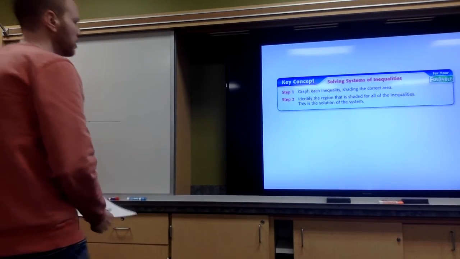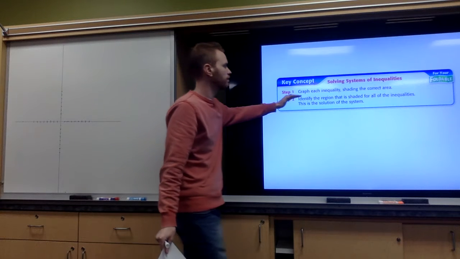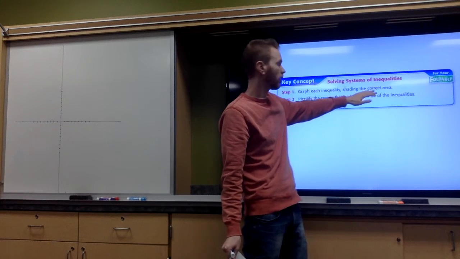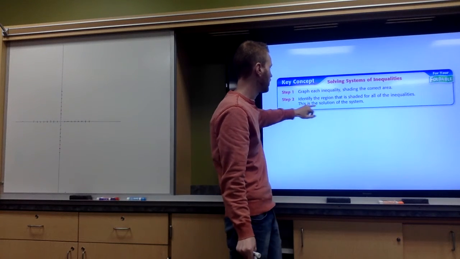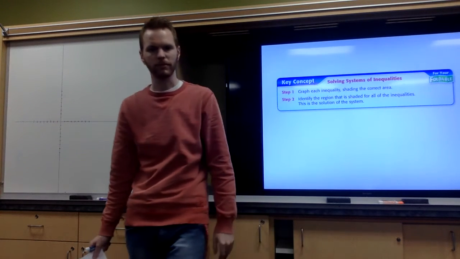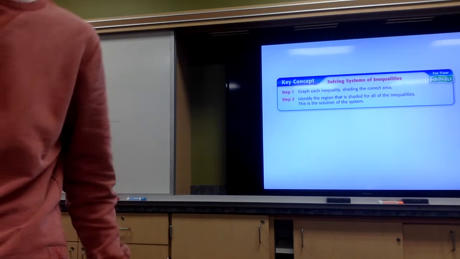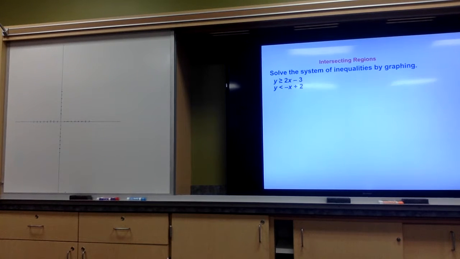So here we go. Solving a system of inequalities, we're going to graph each inequality. We're going to shade the correct area. We're going to identify the region that is shaded for all inequalities. This is the solution to the system. So if you want a series of steps, you can go ahead and write those down.